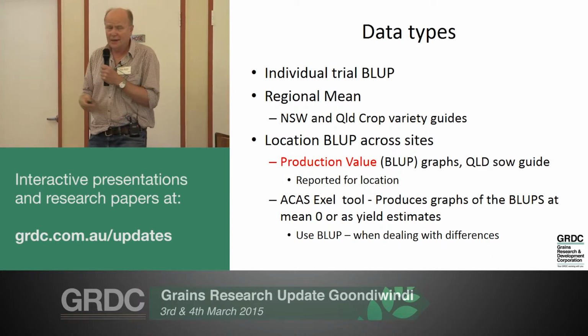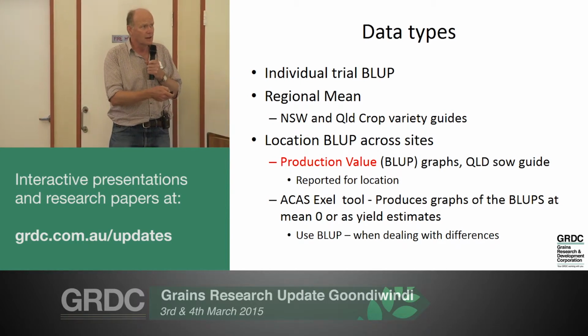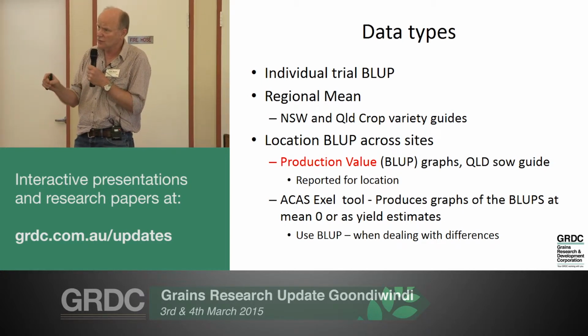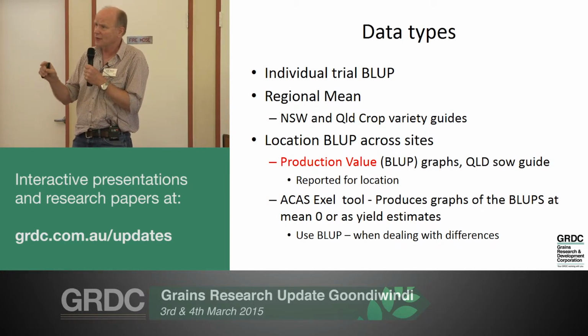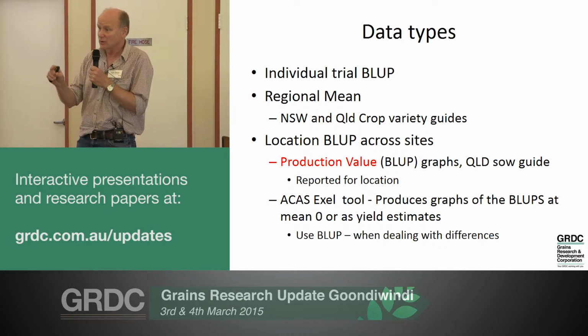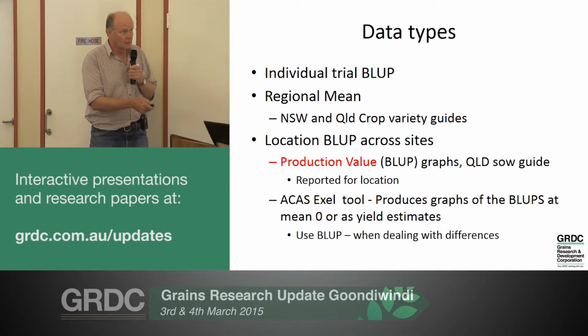You can get data in three different formats. The individual trial data, that I would suggest to you that you do not use for predicting next year. Look at it and try and figure out what happened in your region for last year, but don't use it for choosing the best variety.